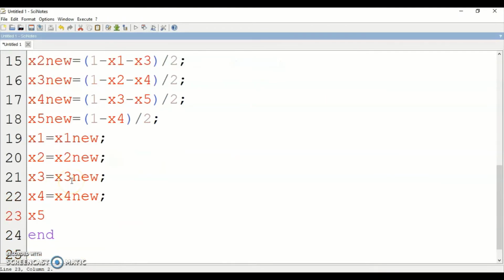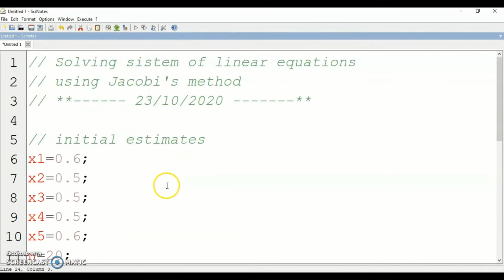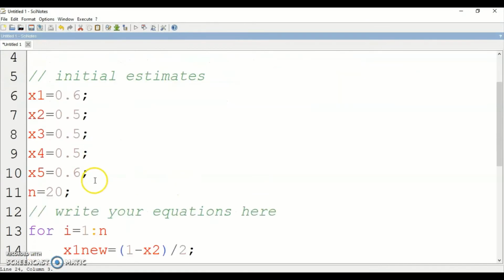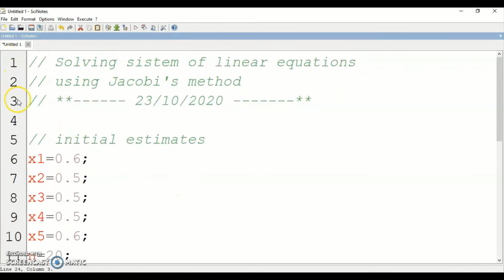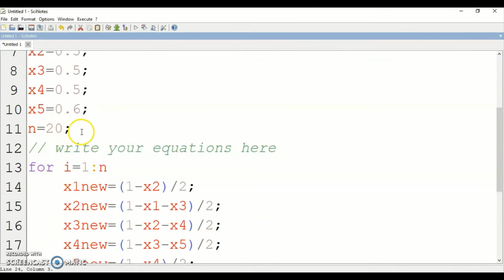So x5 equals x5 new. Okay, let's go through this one more time. It will read line by line up to line 6. It will remember x1 equals 0.6, x2 0.5, x3 0.5, x4 0.5, x5 0.6, and n equals 20. And then it will read line number 12, which is just a comment.